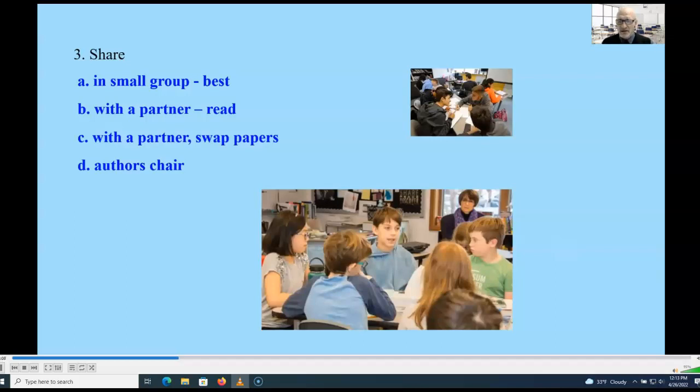Or share with a partner. Turn to a partner, read your paper, or tell about your paper. Or swap papers with others and write on the paper. Or sometimes authors chair, where one person a day signs up and reads their story to the class. These are all different ways of sharing.